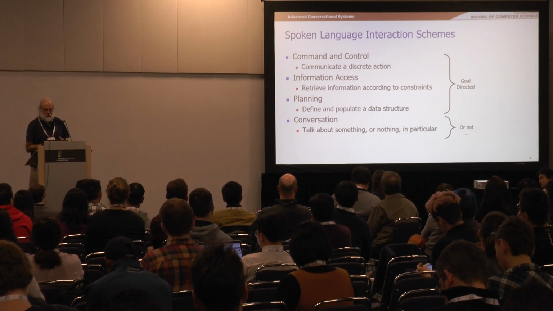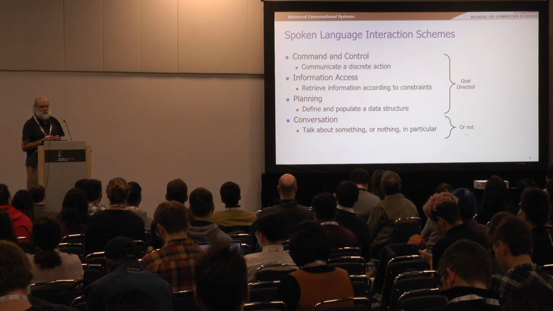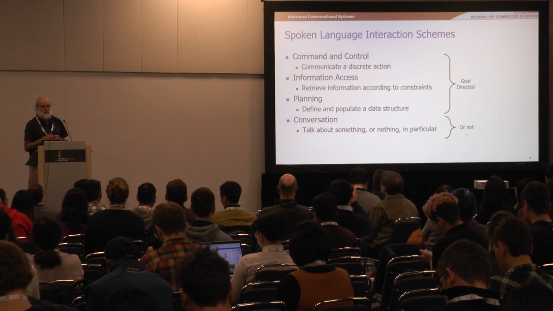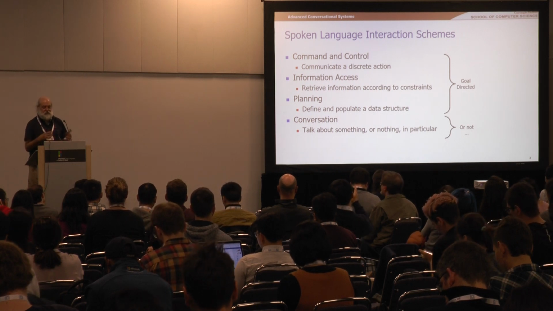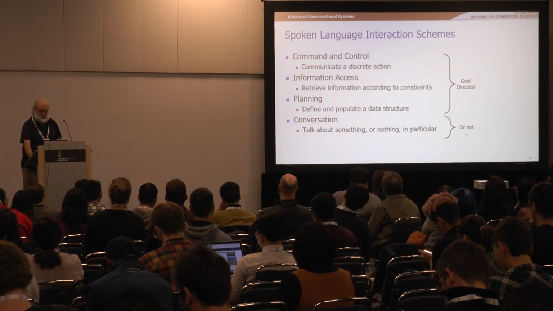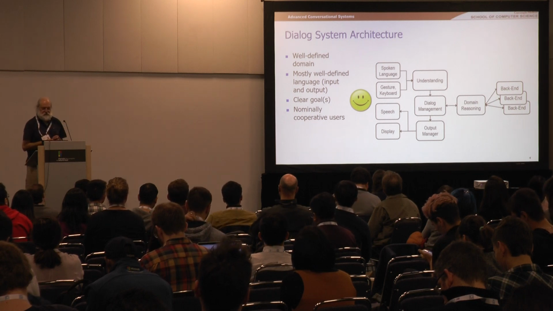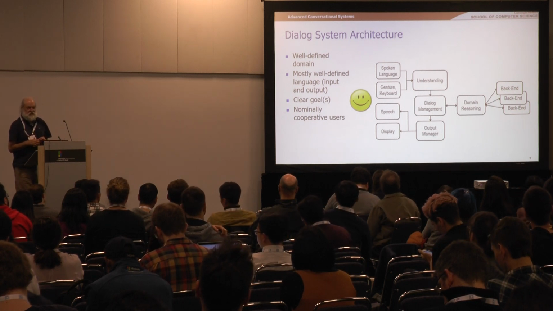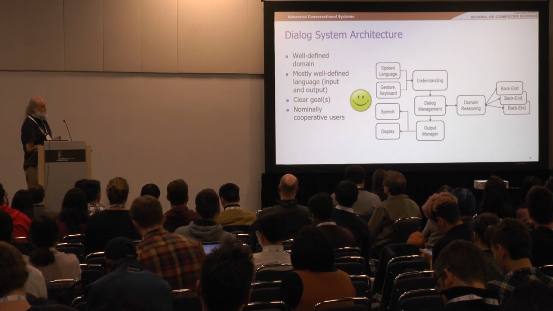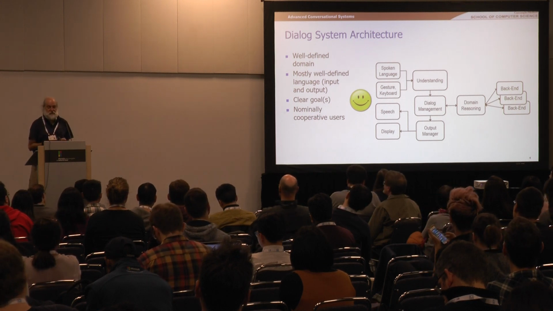So here's another view of it, which I won't go into, but the goal-directed systems have been studied in great detail. Conversational systems, not so much, at least in the way that we like to think of studying and doing research. So again, dialogue systems tend to have, as I mentioned, well-defined domains and architectures that you can draw like that and put a smiley face and everybody would understand what was going on.